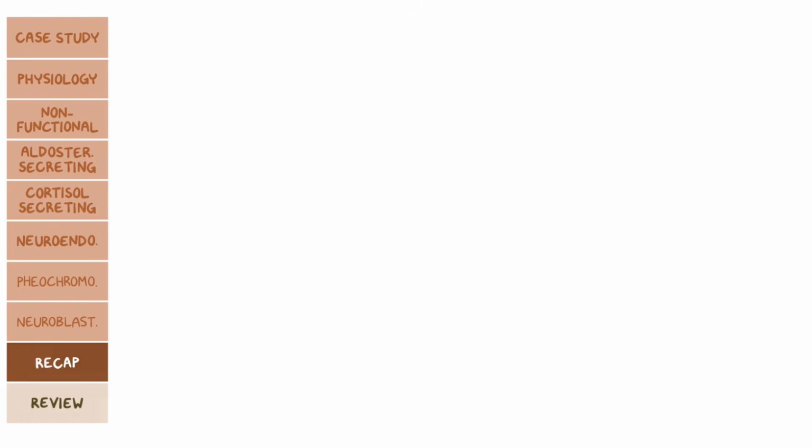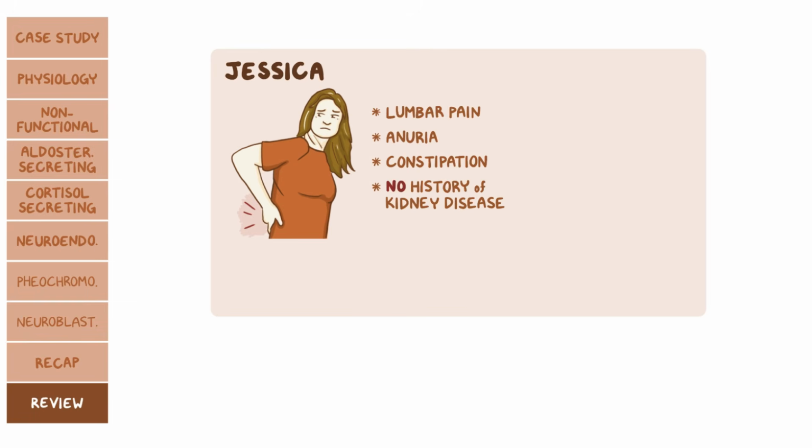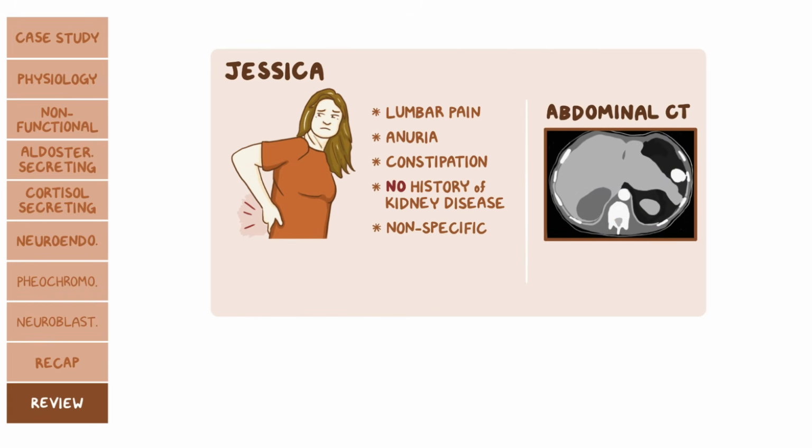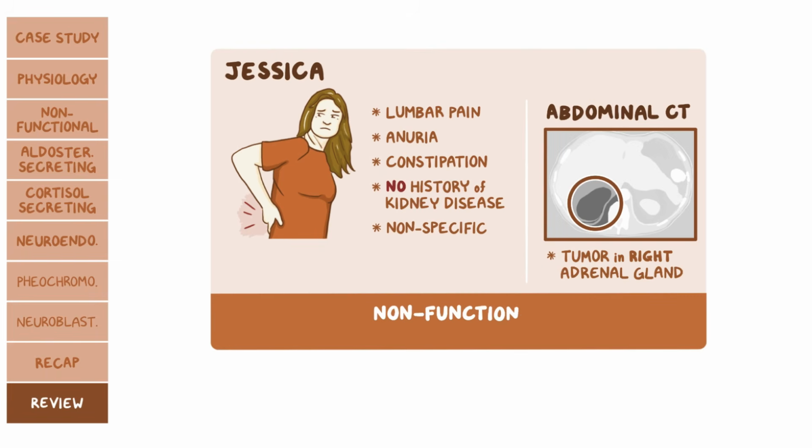Going back to our cases, Jessica came in with lumbar pain, anuria, and constipation. Examination was unremarkable, and she doesn't have any history of kidney disease. Her symptoms are rather nonspecific, which is why an abdominal CT was obtained. The CT scan showed a tumor in her right adrenal gland. The tumor is also non-functional since Jessica doesn't appear to have any symptoms to suggest hormone excess.